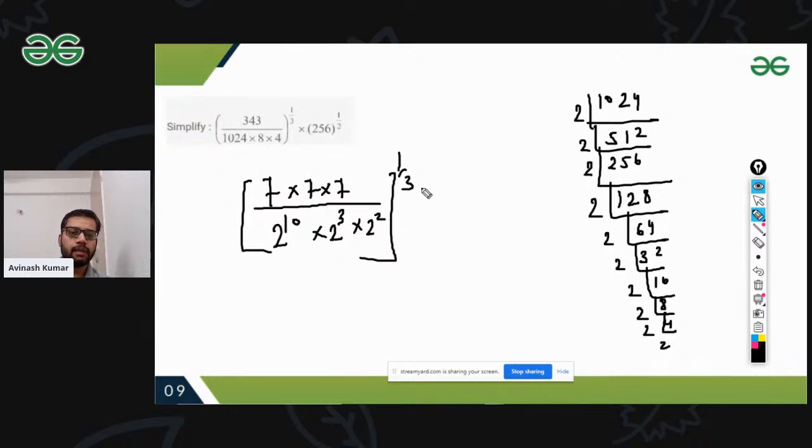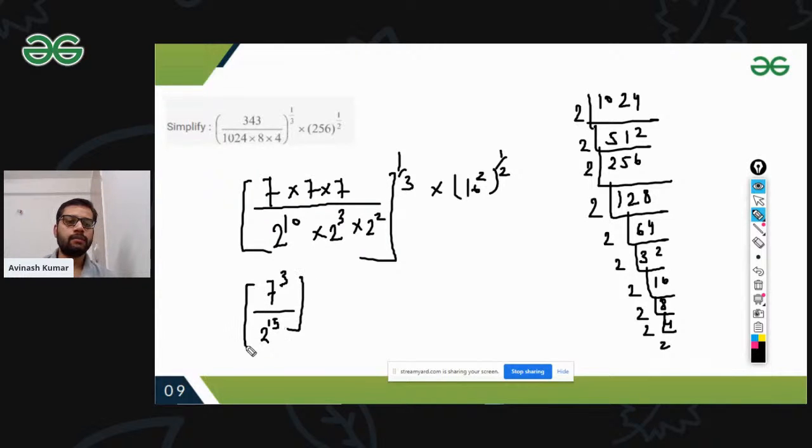It's like 1 by 3. And can I write this as 16 to the power 2 to the power 1 by 2? 16 square, 256. Now the base is same. This will give you 13 and 15. So it's like 7 to the power 3 upon 2 to the power 15, into 1 by 3 into 16. So 7 to the power 3 upon 2 to the power 5 to the power 3, whole to the power 1 by 3.